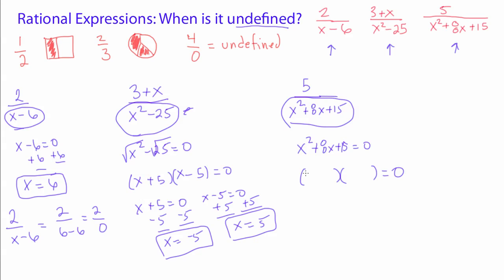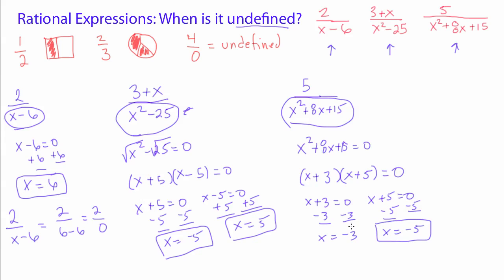So this one I'm going to put an x here, an x here. I'm going to put a plus here and a plus there. 15, I can break down into 3 and 5. So 3 times 5 is 15, 3 plus 5 is 8. We take each binomial and set it equal to 0. We subtract 3 here. We solve for x. We subtract 5 here. We solve for x. And again, we got 2 answers. We take each answer, plug it in, and you'll notice that the whole rational expression, the whole fraction, becomes undefined.